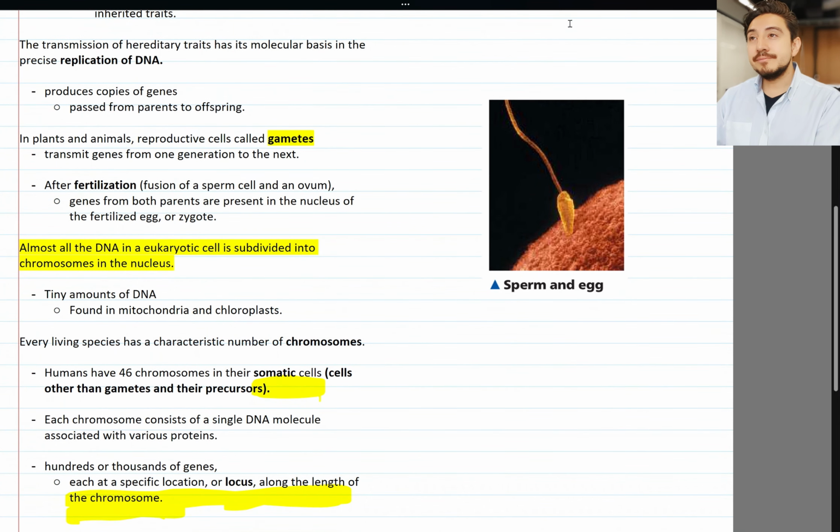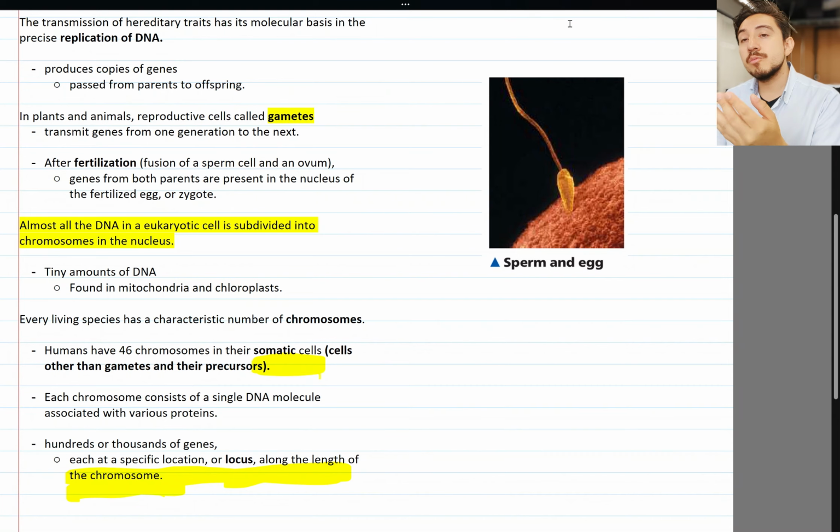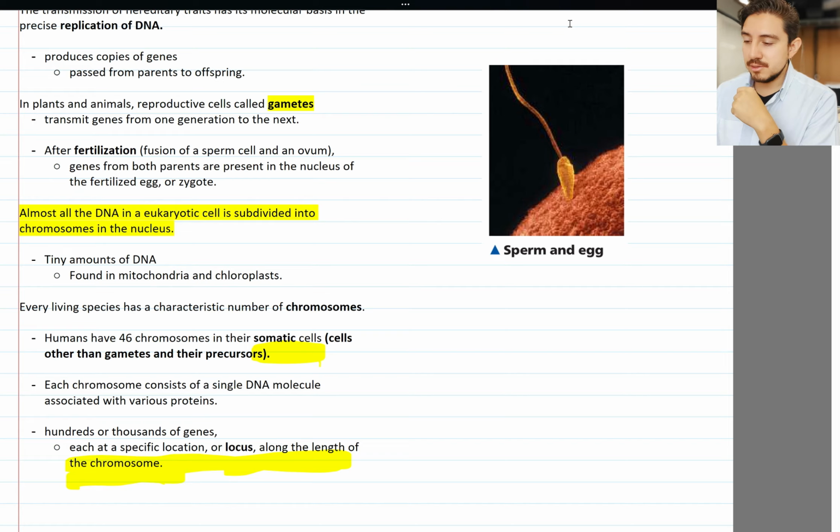In order for an individual cell, let's say a single-celled organism, to pass down its DNA to an offspring or to these new daughter cells that are going to form, DNA needs to be copied. That process of copying DNA is referred to as replication, DNA replication. So you produce copies of genes, and then those copies will be passed down from the parent to the offspring. Okay, so genes, very important for you to understand what genes are, because we're going to be talking about it a lot in these following chapters.